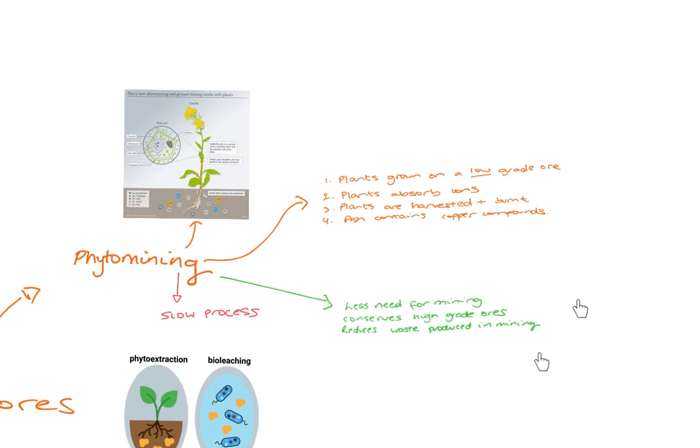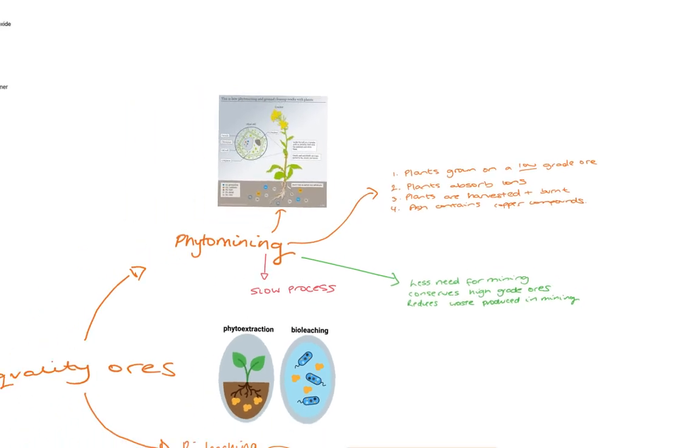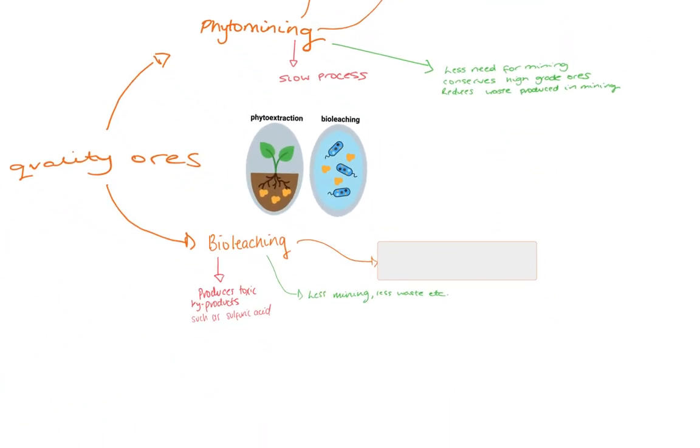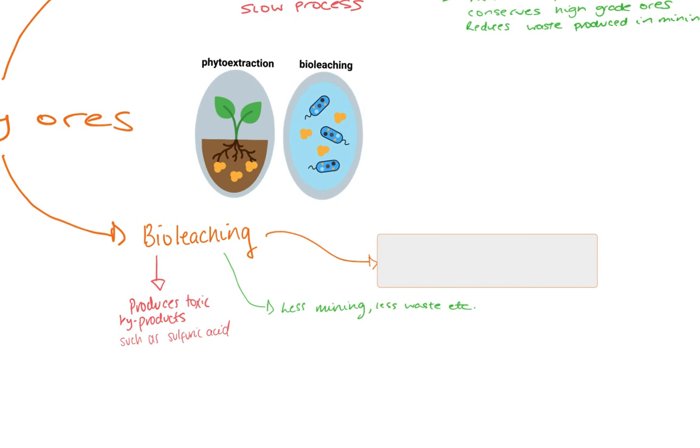So that's one process. The second process we can look at is called bioleaching. And bioleaching is actually really simple for what you need to know at this stage. Now, the image I can show you here is, I think, a really nice one. So if you were looking at making revision notes, this would be a really good way of dual coding your revision. So this here shows phytoextraction, or phytomining, where you grow your plant over the copper ores.